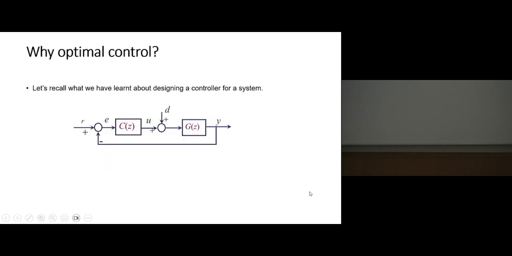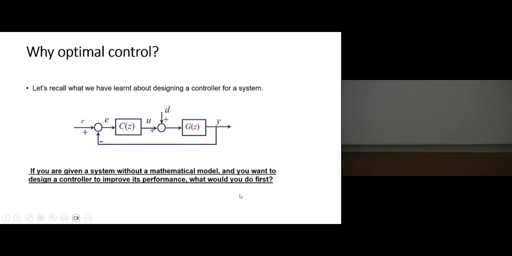All right, so why do we need optimal control? When you were undergraduates, this is a very common block diagram you encountered when you learned control engineering. This is what we call the unity feedback control system. There is a system whose performance you want to improve, and then you build a controller for that. Let's say in the real world, if you are given a system without a mathematical model, and you want to design a controller to improve its performance, what would you do first?